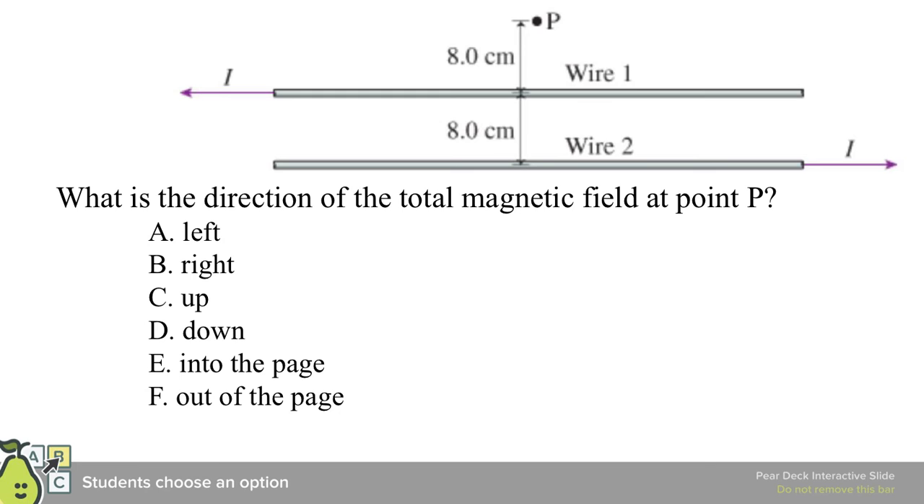Now, what is the direction of the total magnetic field at point P? Well, we can see that we have out of the page from wire 2. For wire 1, since our thumb points that way, our fingers curl sort of like that, which is into the page at point P. But wire 1 is closer than wire 2, so it's also stronger, so there's more into than out. Therefore, the sum is into the page.